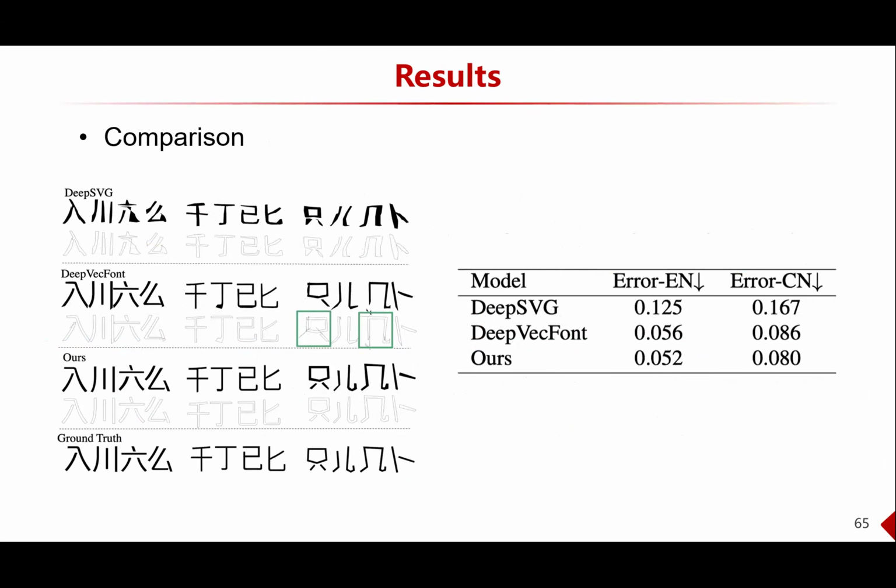And we can also apply our method to generate Chinese vector fonts. But for this work, we can already handle some very simple Chinese characters. We just select like 100 or 200 Chinese characters with relatively simple shapes. Actually, currently we still cannot directly synthesize Chinese characters with very complicated shapes. And qualitative results also prove the superiority of the proposed method.